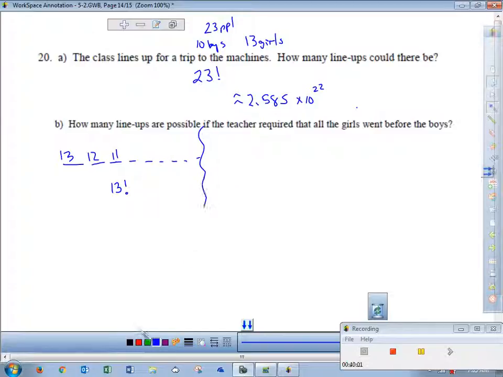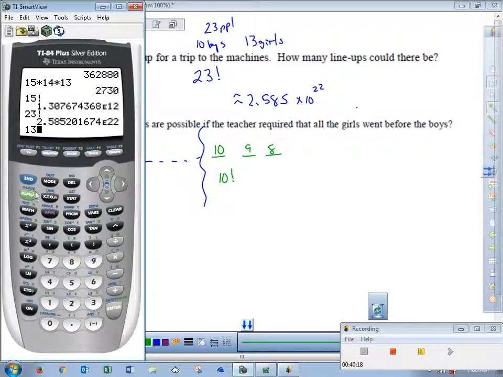Then you'd start over and do all the boys here in green. Don't you have 10 choices for the first boy, 9 choices for the second boy, 8 choices? So isn't that 10 factorial because you're going to use up all the boys? So now we're going to multiply that together. And that should be less than this because we kind of picked a specific order.